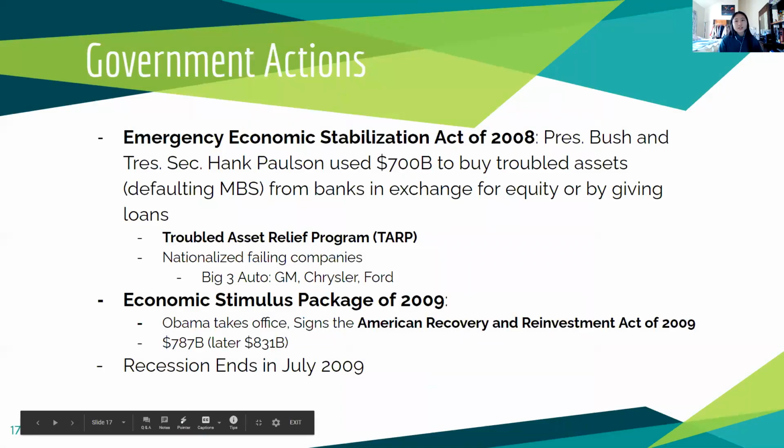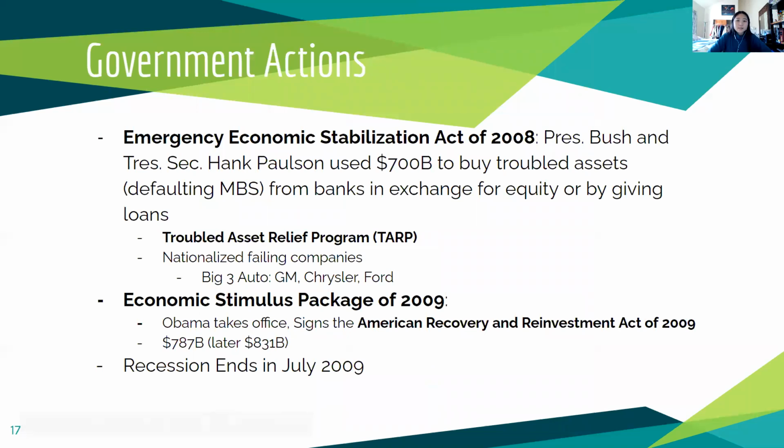Beyond this, the Treasury also did some stuff. 2008 was the transition year from President Bush, a Republican, to President Obama, a Democrat, so they definitely had different strategies to fix the financial crisis. With the Emergency Economic Stabilization Act of 2008, President Bush and his Treasury Secretary used this act to buy troubled assets from banks. This is another way of bailing out banks.